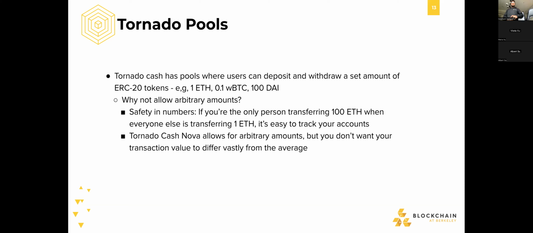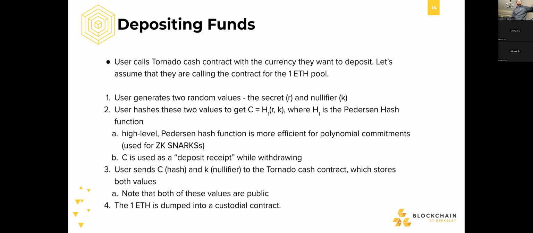Okay, cool. All right, so that's about it for pools. Okay, let's talk about actually depositing funds. So the way it works is that there is a Tornado Cash contract for each specific pool. So each specific pool has a contract on each mainnet. And let's assume throughout this entire example that they're calling the contract for the 1 each pool. And it works the same way for any arbitrary amount.